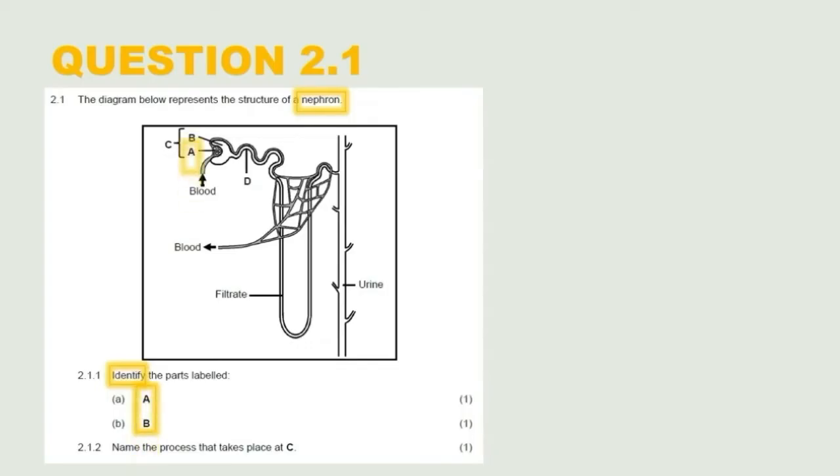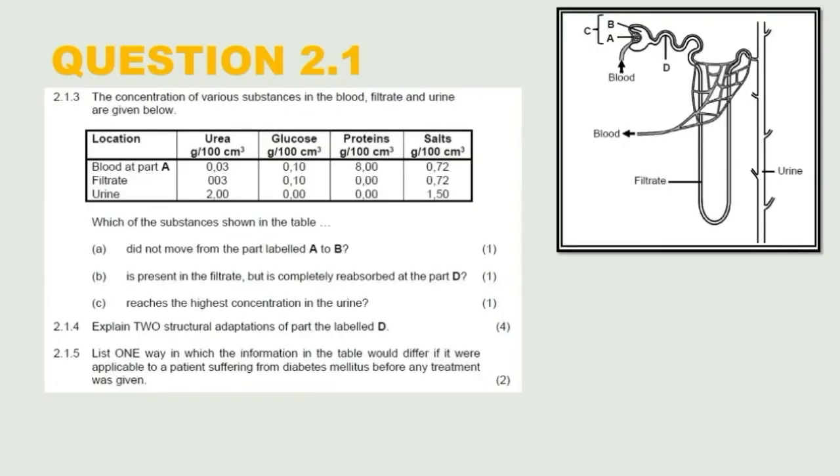If you have a look, the first question asks to identify labels A and B, and you will see that that forms part of my Malpighian body. Then name the process that takes place at C. So that will include A and B, that's the entire Malpighian body.